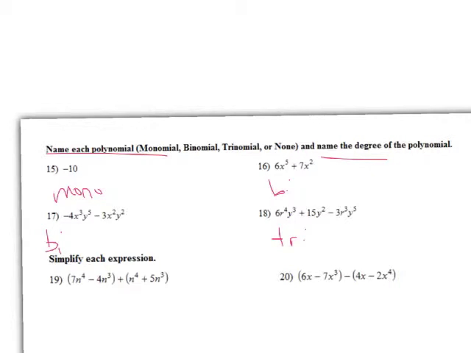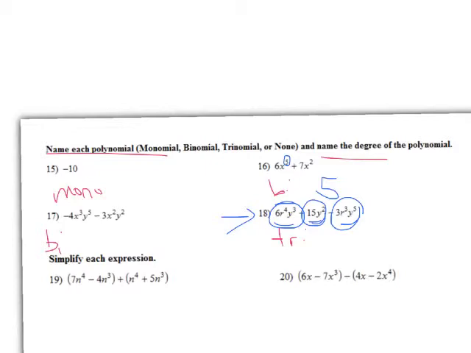Now, to name the degree, recall that the degree of a polynomial is the exponent of the biggest exponent or sum of exponents in the polynomial. So, for example, here, it's a 5th degree binomial. Here, for number 18, though, I need to figure out each term's degree. So this term's degree will be 4 plus 3, which is 7. This is 2. And this is 8.